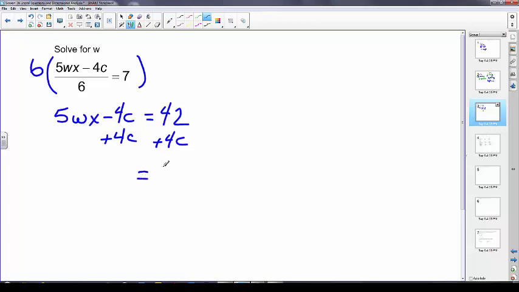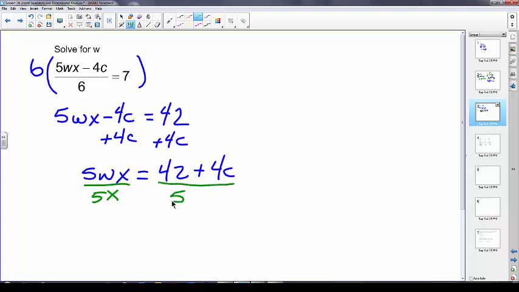When I do that, I notice no like terms, so that's 42 plus 4c, and that's equal to 5wx. Now, I have a multiplication of a 5 and an x to the w, so if I want to undo those multiplications, I divide by 5 and x. Both the 5 over 5 is 1, x over x is 1. The right side gets divided by 5x as well.